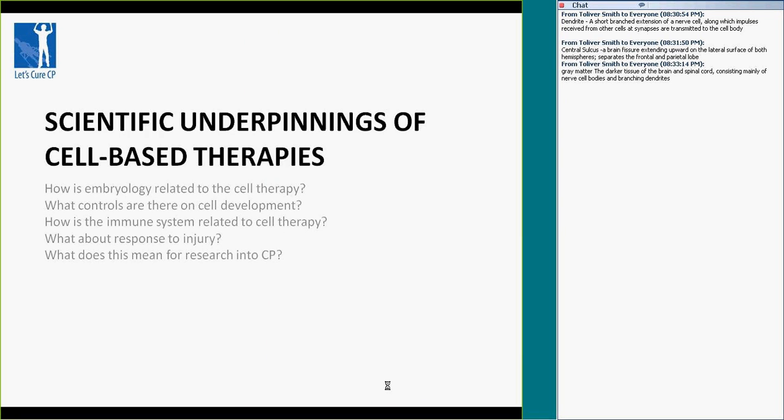Now we're going to talk about the science behind cell-based therapies, the types of things we're doing in the lab, and the things we know about embryology, cell development, and the immune system. These are the principles we're working on when we work in the lab. Next slide, please.